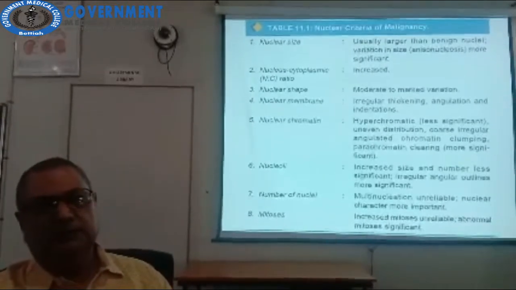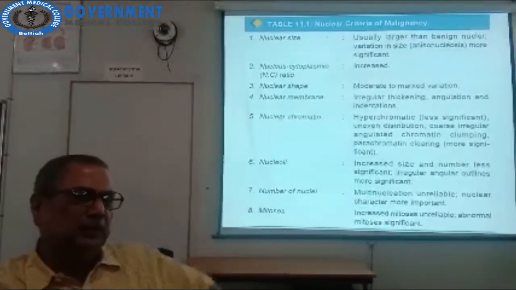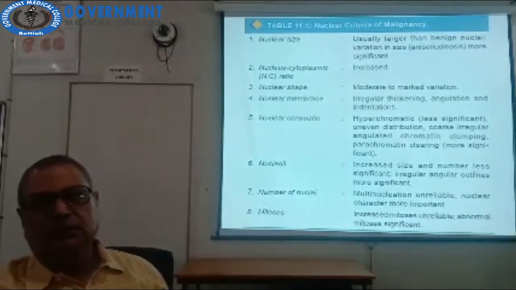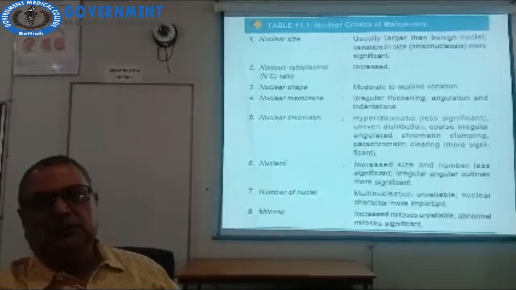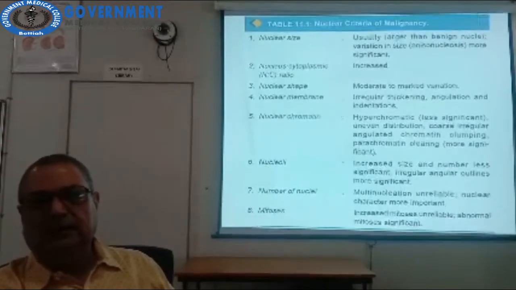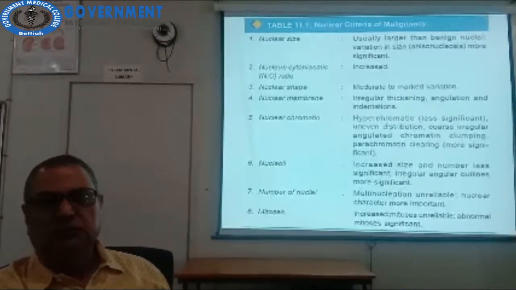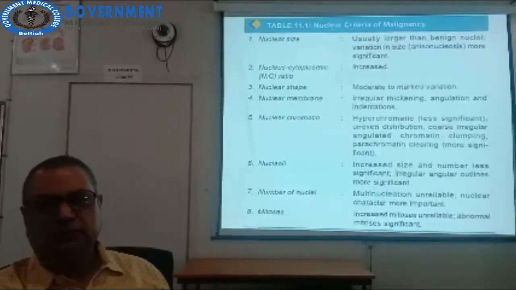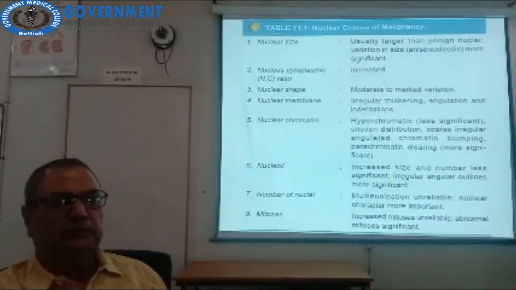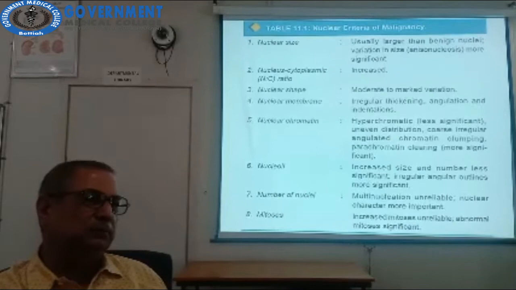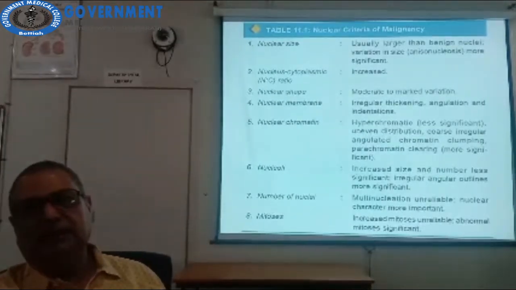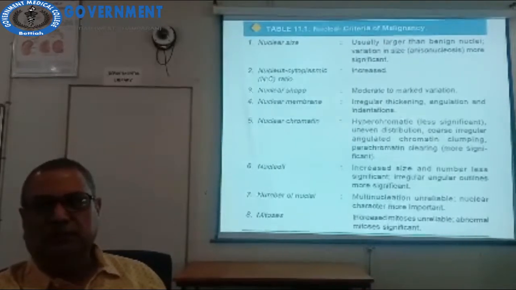It has been taken from Hamilton's textbook of pathology. In the last chapter, diagnostic cytology, it is written as nuclear criteria of malignancy. The nuclear size is usually larger than benign nuclei, and there is variation in the size. Anisocytosis, variation in the cell, is called pleomorphism. So this is the important character of the malignant cells, pleomorphism, variation in size and shape. And nuclear size, it is anisonucleosis, and nuclear shape variation also occurs.